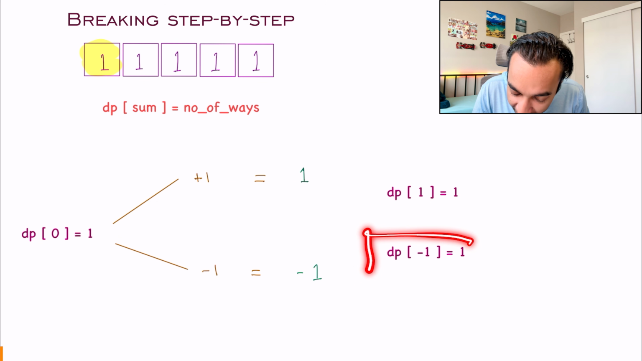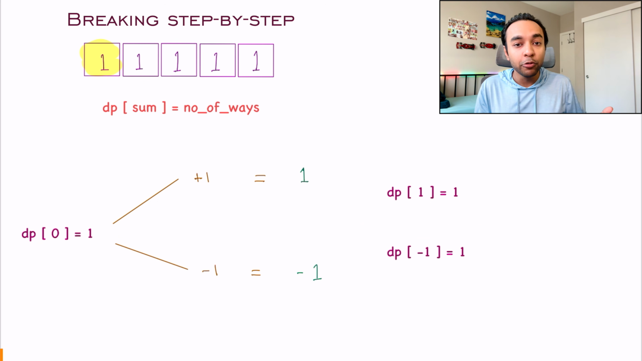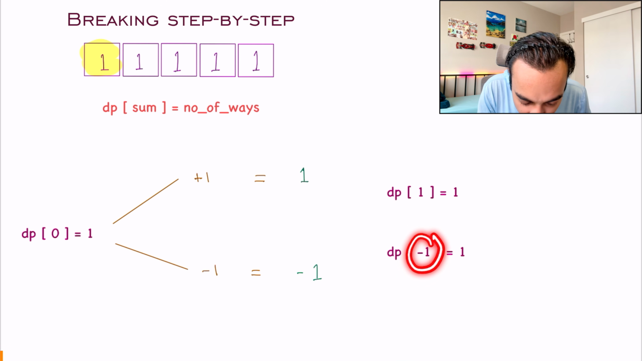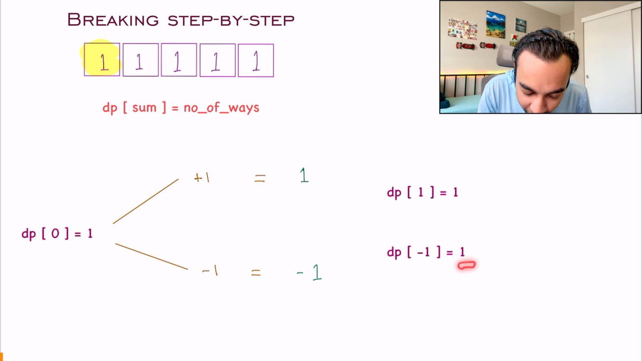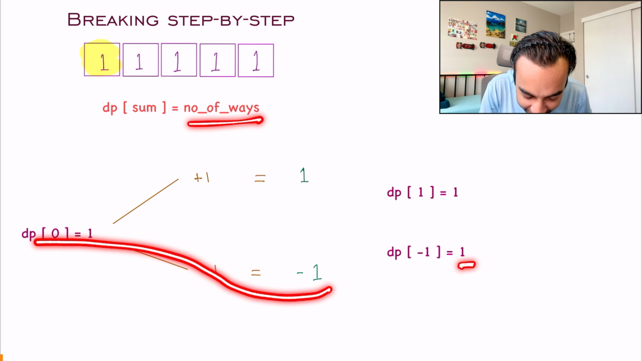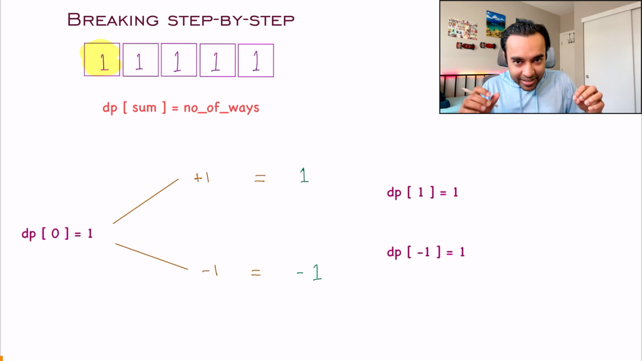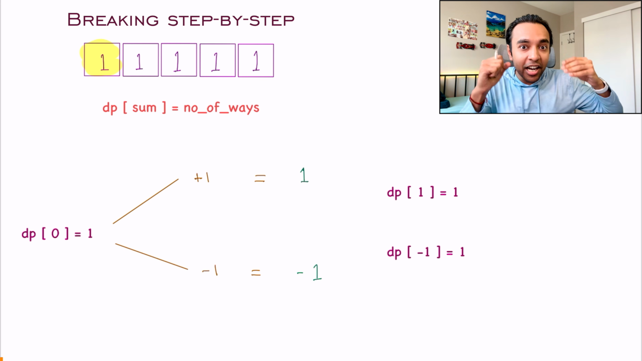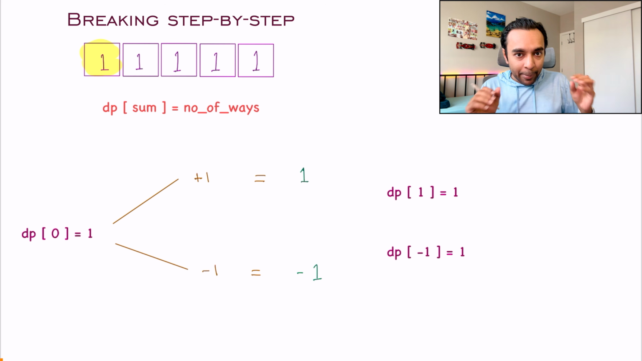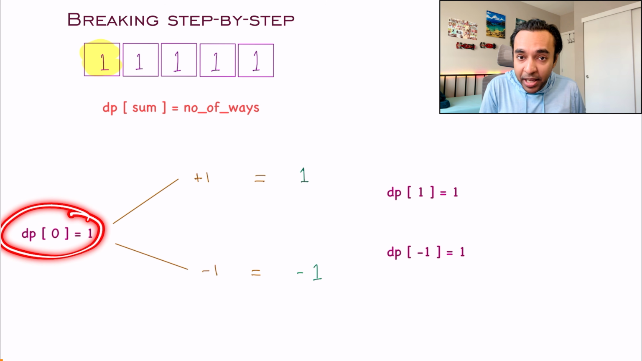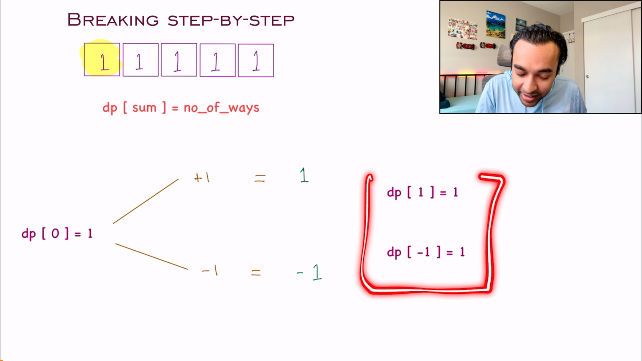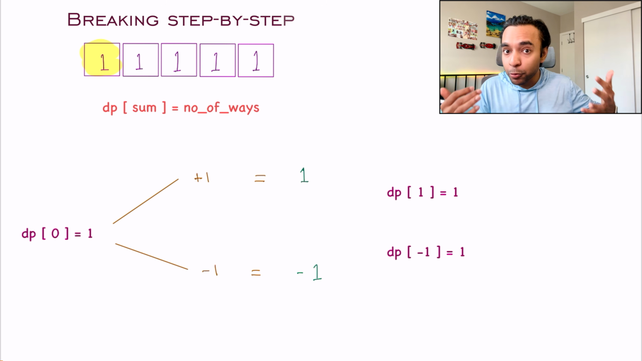And the new DP array is DP minus 1 equals to 1. That means to get a sum of minus 1, there is one way possible. And this is that particular way, right? Just bear with me and you will understand what is actually happening. Up till now, we started with this DP array and now we are at this particular DP array. We have to move forward now.